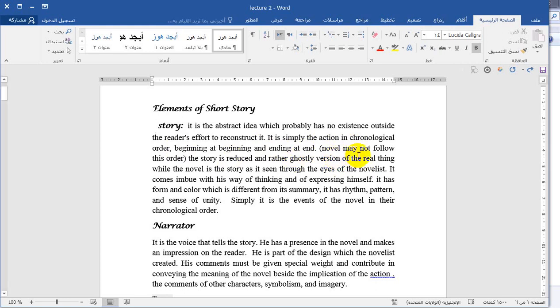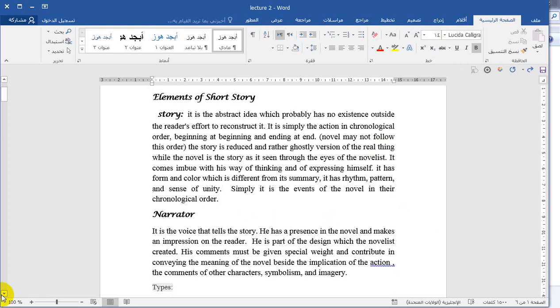Also, the story is a reduced and rather ghostly version of the real thing, while the novel is the story as it is seen through the eyes of the novelist. يعني when the novelist makes his novel, he has a story in his mind. So this story is a chronological order of the events. He could change the order, omit certain events, add certain things. He could put his stamp or his touch on the novel, so he adds certain colors to his writing.